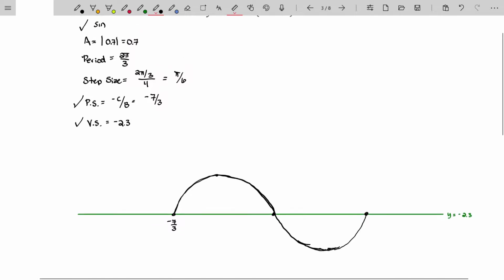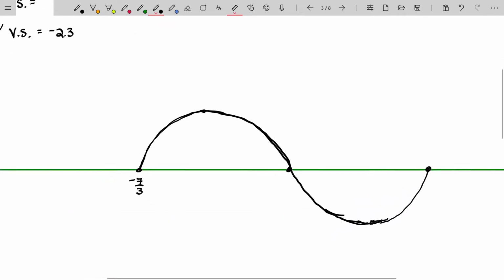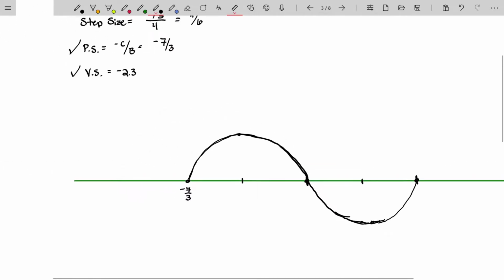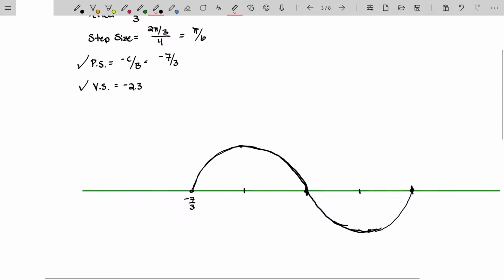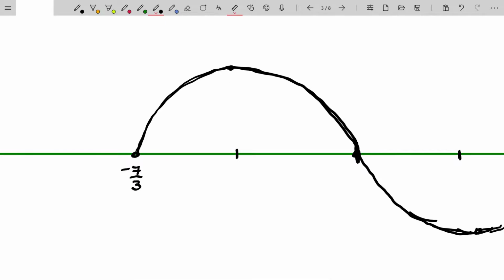And notice our step size. Our step size is pi/6. That is, to get to the next point, that's a key point where you have a maximum, you're going to add pi/6 to -7/3. And to get to the next key point, you add another pi/6 and another and yet another. The problem with that is that adding pi/6 to -7/3 is a pain. So this is what I recommend to my students. If you're adding pi/6 to -7/3, this is what you should get. Therefore, leave it like that.